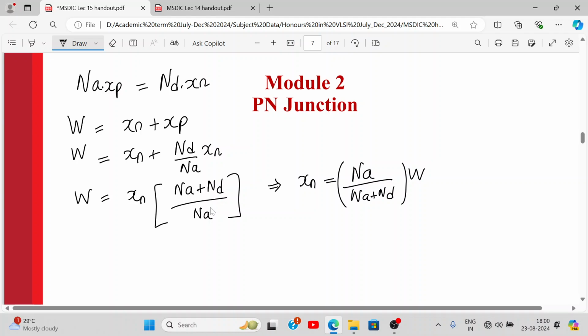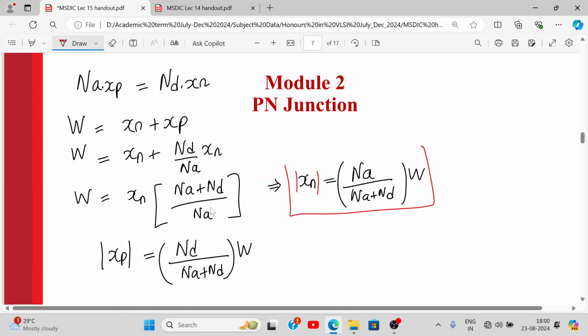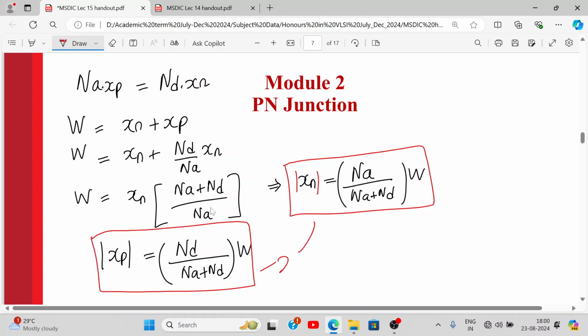Understanding? Similarly, how will you find Xp? It will be Nd upon Na plus Nd. So these are some additional formulas which will come in handy while solving the numerical. I have written mod because, yes, it has to be positive. So these equations are equation number 20.